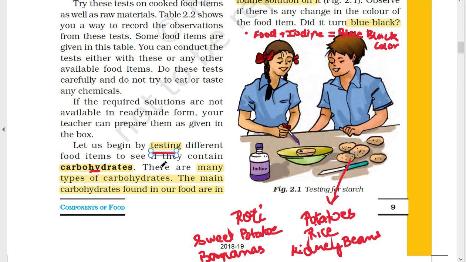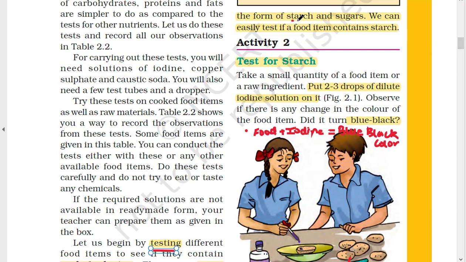There are many types of carbohydrates, but the main carbohydrates found in our food are in the form of starch and sugars, and we can test the food products for starch. So what is the test for starch? It's very easy. You have to take your food item and put iodine drops on it. You will see that its color changes to blue black. If you are getting a blue black color, that means starch is present in that food, and therefore it is a carbohydrate rich food.